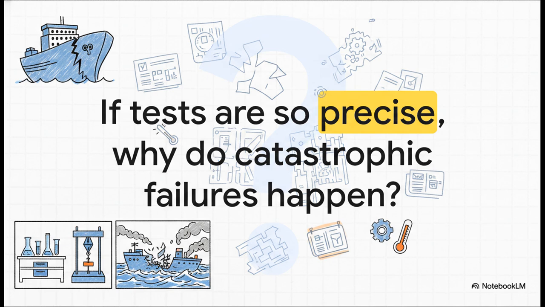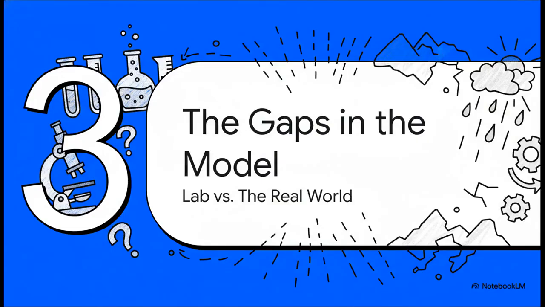And this brings us to the billion-dollar question. I mean, the engineers had the data. The steel passed the lab tests. So why did the ships break? If our methods are so good, why do these kinds of disasters still happen? The answer, it turns out, is hiding in the gaps. The gaps between the perfect little story the lab tells us and the messy, complicated novel that is the real world. So let's break down exactly what those gaps are.